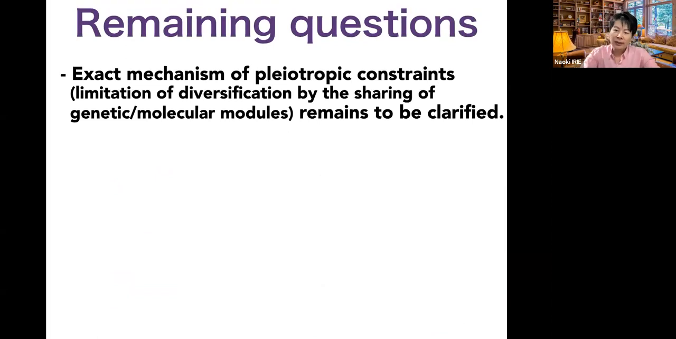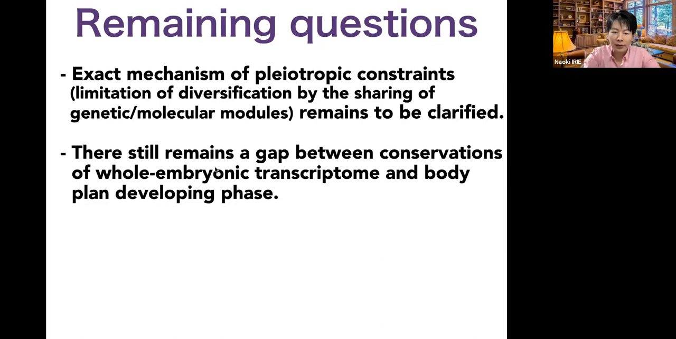So the remaining question is, we still do not know the exact mechanism of pleiotropic constraints. And there still remains a gap between conservation of the whole embryonic transcriptome and body plan development, in other words, transcriptome and anatomy or structure. There's a huge gap because we only did bulk RNA-seq. Although we observed similar morphological features at the mid-embryonic stage, we don't know the logic behind this conservation.